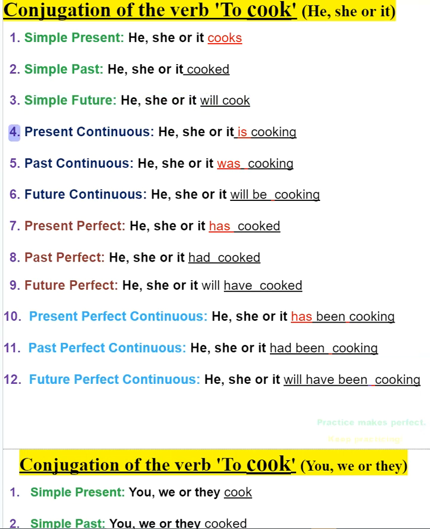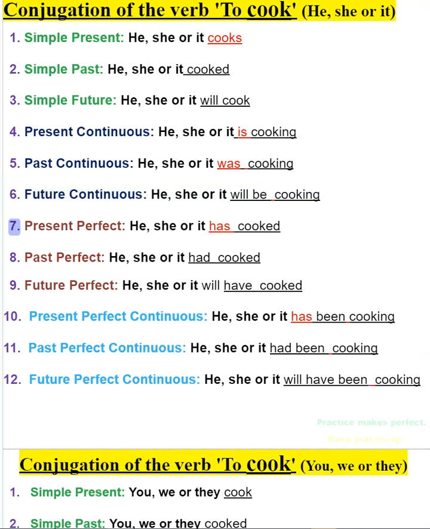4. Present continuous, he, she or it is cooking. 5. Past continuous, he, she or it was cooking. 6. Future continuous, he, she or it will be cooking.